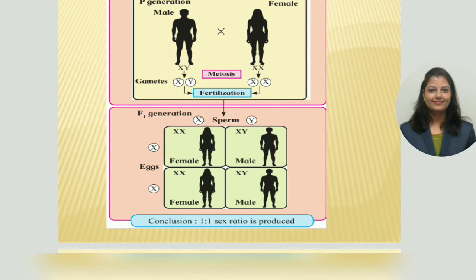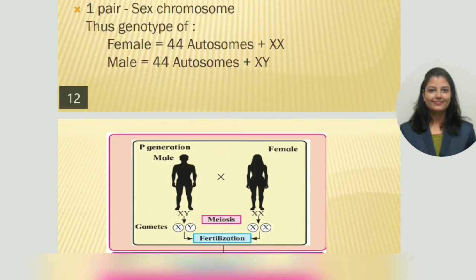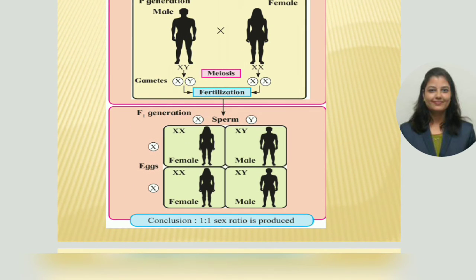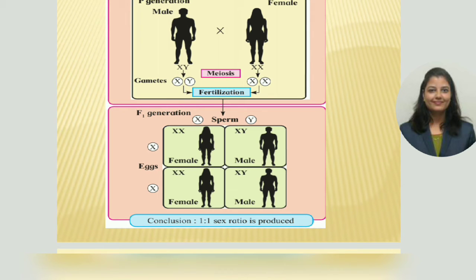So here is the sex determination in human beings. Here you can see in the parent generation one is male and one is female. XY is denoted by male, XX is denoted by female, and the gametes will form as X, Y and X, X. Then the fertilization will happen.